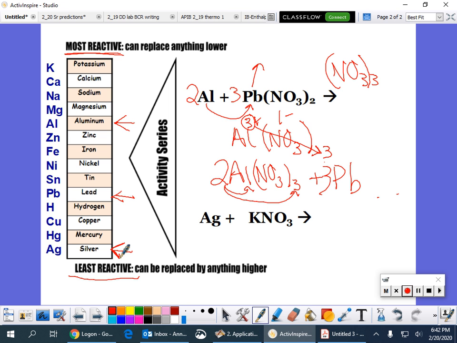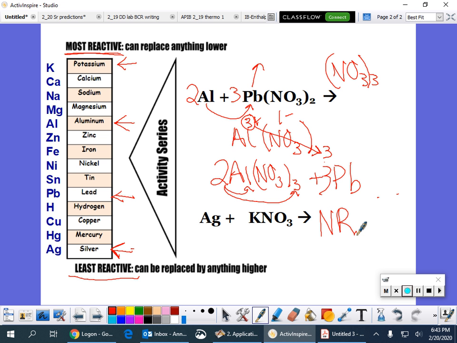Potassium is all the way up at the top, which means it's the most reactive out of the elements in this list. So there is no way that silver, ranked at the very bottom of the table, can come in and kick out potassium, which is the highest ranked. So this reaction is not going to happen. We are going to say NR for no reaction. We aren't going to have any new products, and we don't have anything to balance. So we're done with that one.